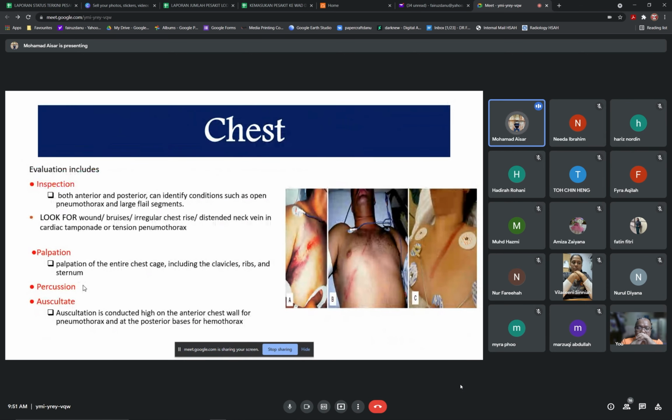Next, we move to the chest. Like Dr. said, inspect, palpate, percuss and auscultate. Inspect both anterior and posterior so that we can identify conditions such as open pneumothorax and also flail chest. Look also for wound, any bruises, irregular chest rise, distended neck vein in cardiac tamponade and also tension pneumothorax.